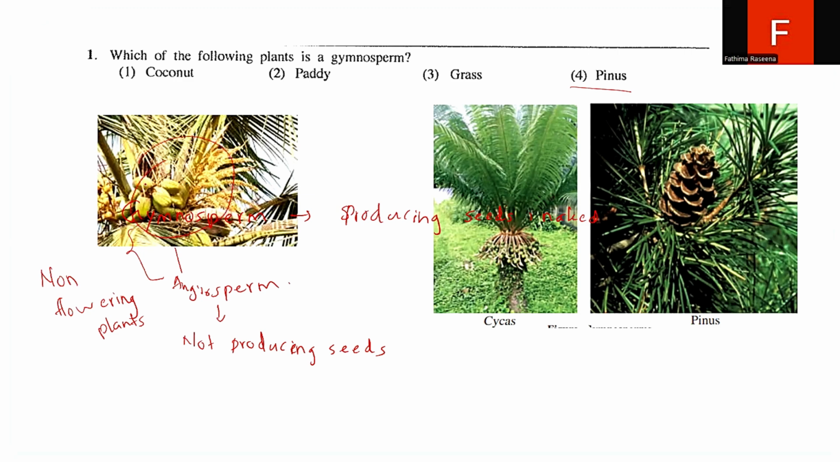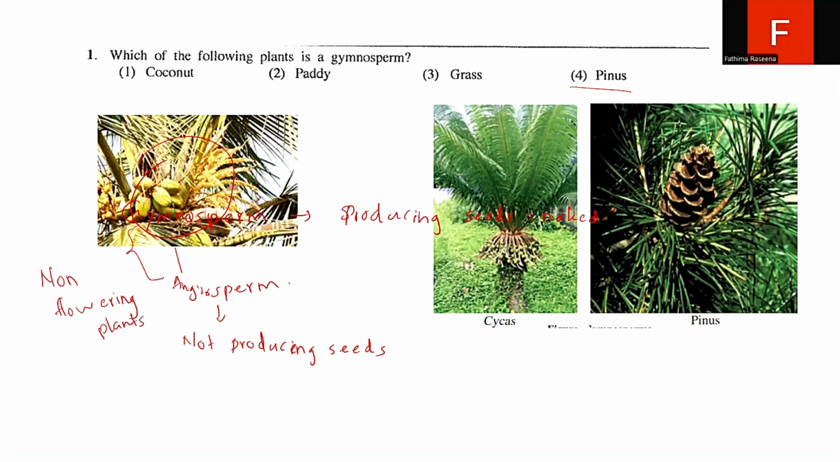Okay, now you have this coconut. They are the flowering plants, right? So that's why they are not classified under gymnosperm or angiosperm. They are producing the flowers. So the flowering plants can be classified into two groups. Can you tell me? The dicots and the monocots. Good.